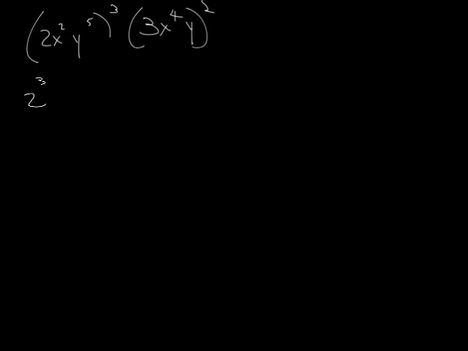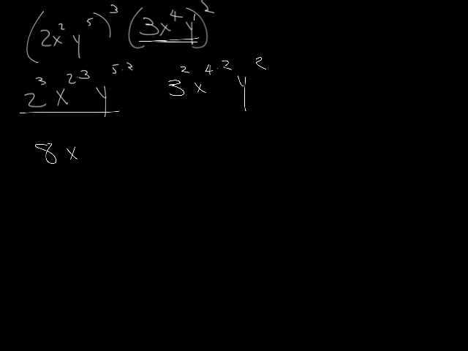2 cubed x, and you get to where you do this in your head. x squared cubed is 2 times 3. I'm just going to write it like that. And y is going to be 5 times 3. Alright, and then we're going to look at this one right here. 3 times 3, so we get 3 squared, x to the 4 times 2, and y, there's a 1 there, so it's 1 times 2, or just 2. So let's look at this. 2 cubed is 8, x to the 2 times 3 is 6, y to the 5 times 3 is 15. And let's just kind of separate it from this one here. 3 times 3 is 9, x to the 8th, y squared.